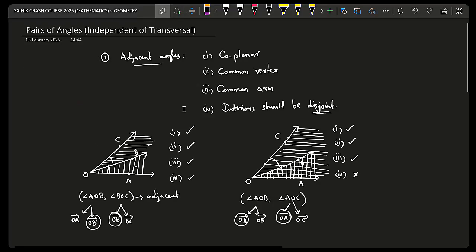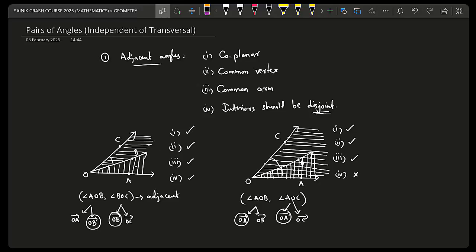BOC, what is the vertex? That is also O, right? Yes, sir. Both of them are O. That means it is a common vertex only. Is it clear? Okay, sir, I understood.